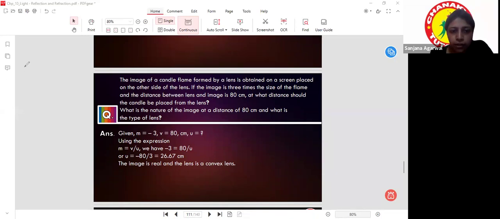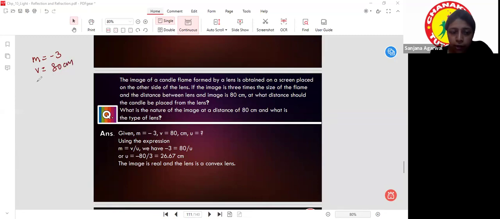So the case given is the image of a candle flame formed by a lens is obtained on a screen placed on the other side. Which type of lens obtains the real image? Only convex, and on the right hand side. So the image is 3 times the size of the flame, that is, magnification is -3. Why minus? Because a real image is always inverted. The distance between the lens and the image, that is, image distance is 80, so it will be positive 80 centimeter.